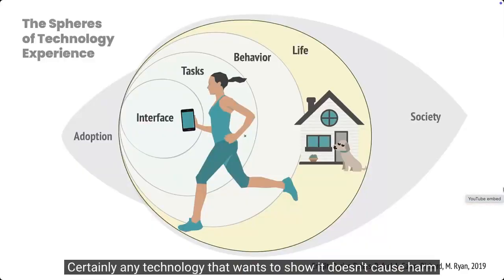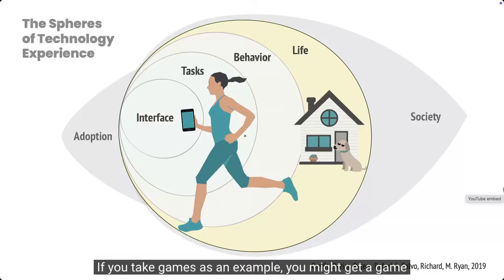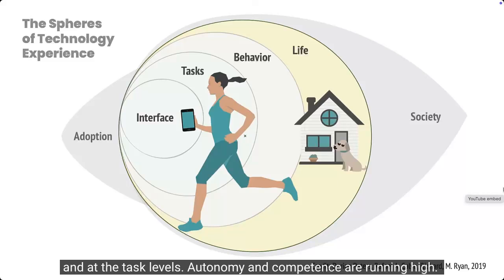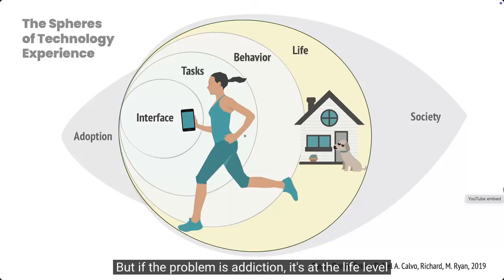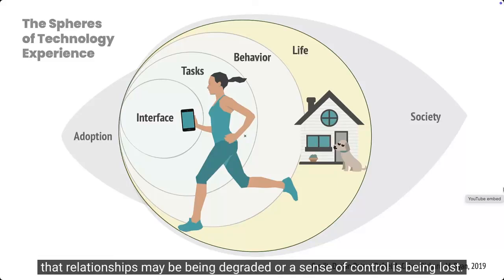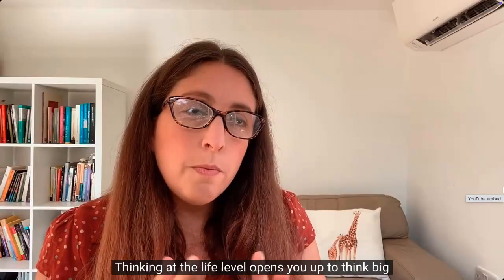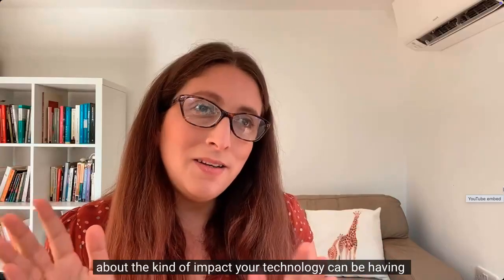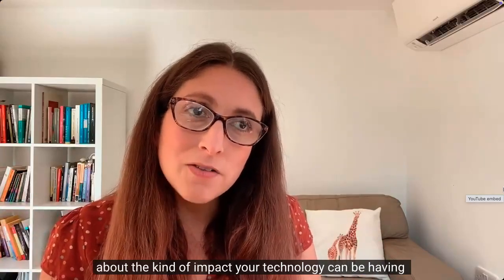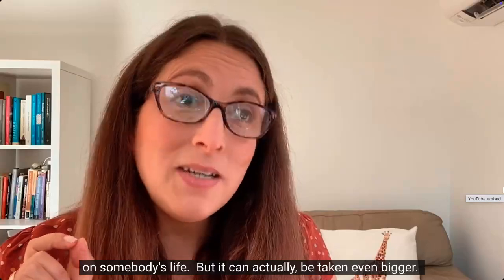Certainly, any technology that wants to show it doesn't cause harm will be needing to measure need satisfaction at the life level. If you take games as an example, you might get a game that satisfies needs loads at the interface level and at the task levels. Autonomy and competence are running high. But if the problem is addiction, it's at the life level that relationships may be being degraded or a sense of control is being lost. Thinking at the life level opens you up to think big about the kind of impact your technology can be having on somebody's life. But it can actually be taken even bigger.